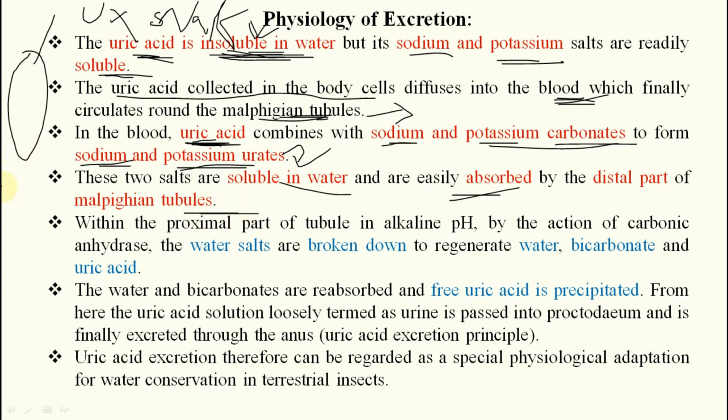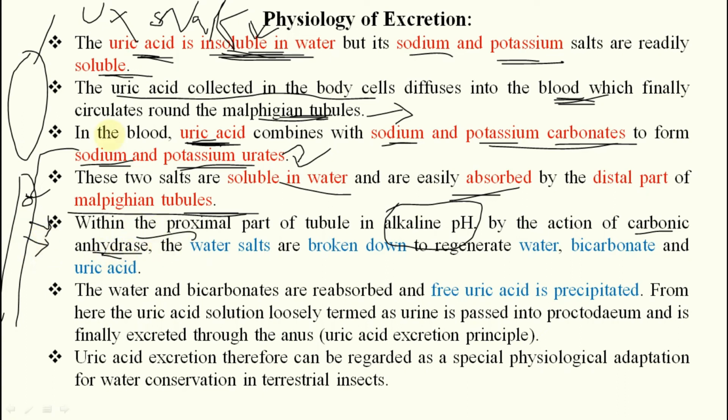Up to this understood? Now, inside this Malpighian tubule, what happened? This sodium and potassium urates entered. Up to this clear? Now, inside this Malpighian tubule, what will happen? You see, they have alkaline pH. One more thing is that carbonic anhydrase is also present in the Malpighian tubule.